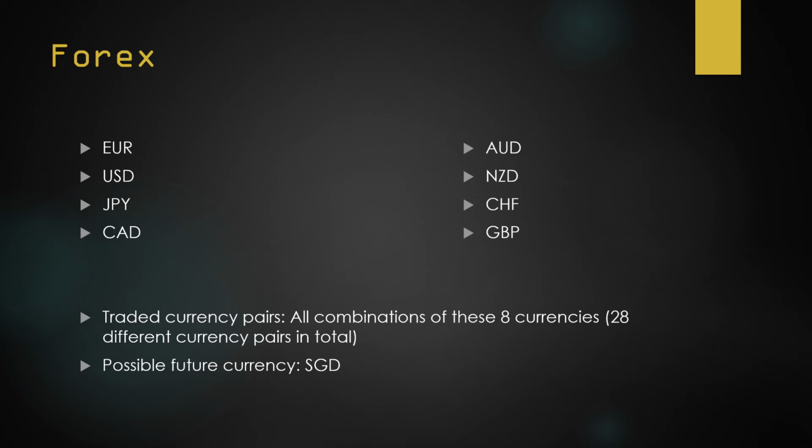A possible future currency that I might add is the Singaporean dollar. I backtested it myself now and the results so far look positive. If I can conclude that these are positive indeed, then I will look at the Singaporean dollar combined with the 8 other currencies as well. So all the currency pairs that would include that Singaporean dollar. However, for now, there are even more than enough options with these 8 currencies. So 28 different pairs is more than enough information, more than enough possibilities for us to profit from.